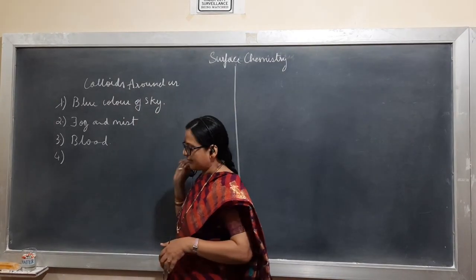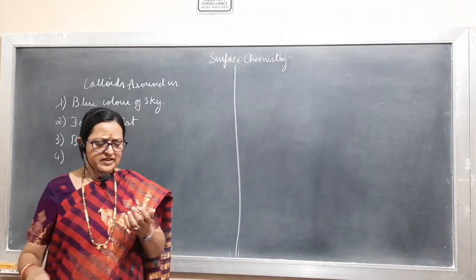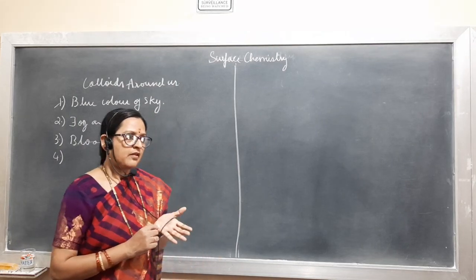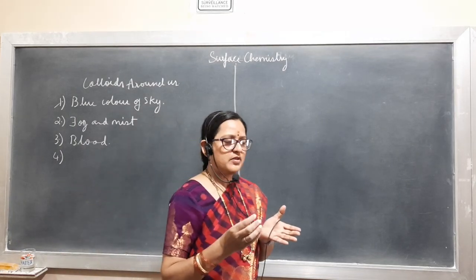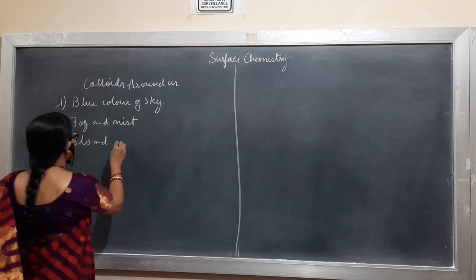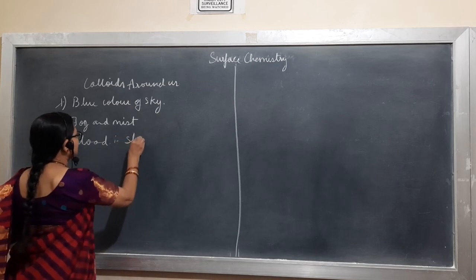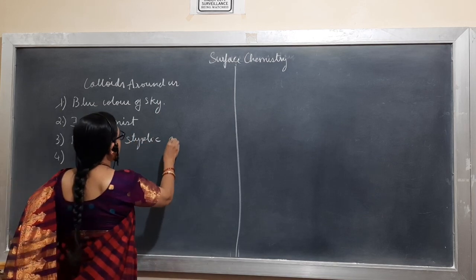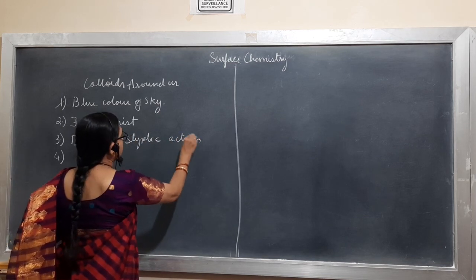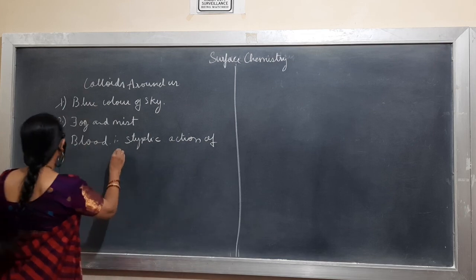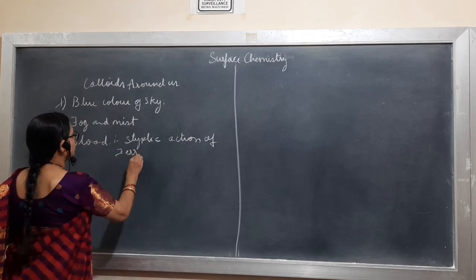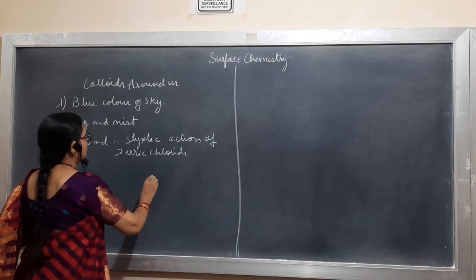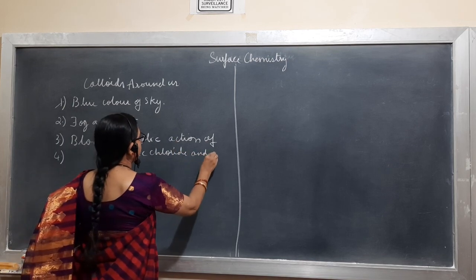Next is blood. When there is a cut or wound in our skin, coagulation occurs. It is because of the action of ferric chloride and alum.